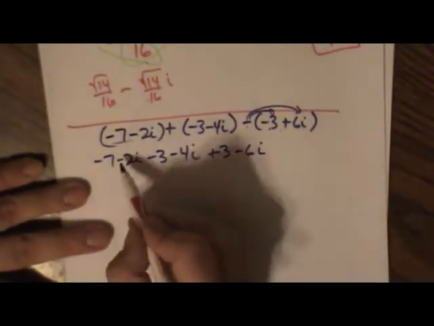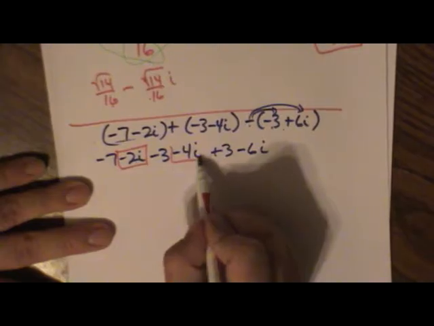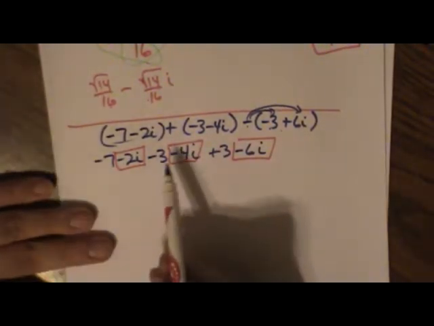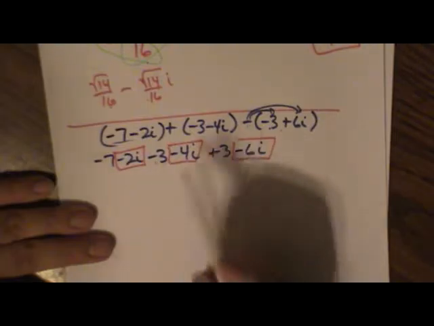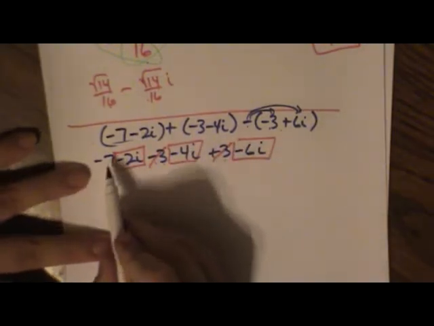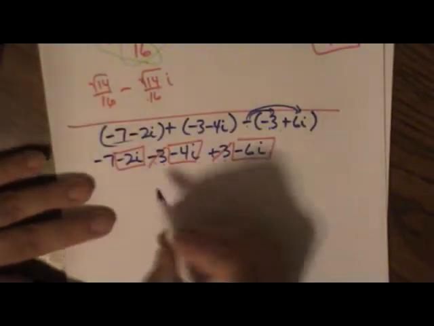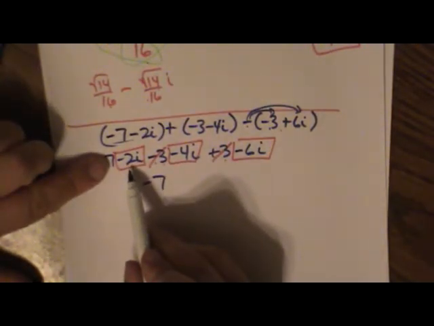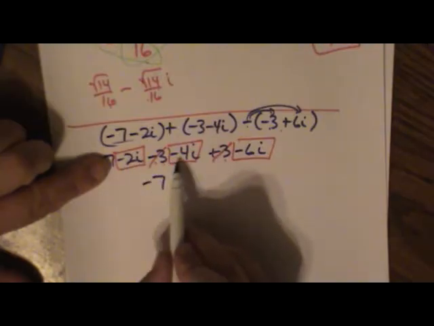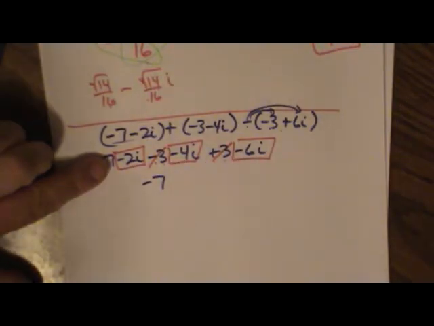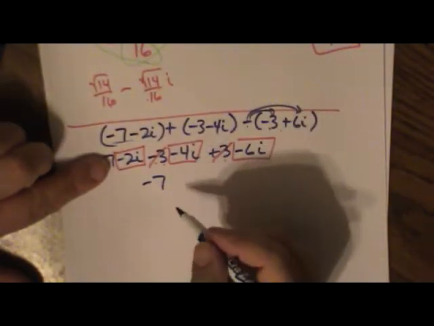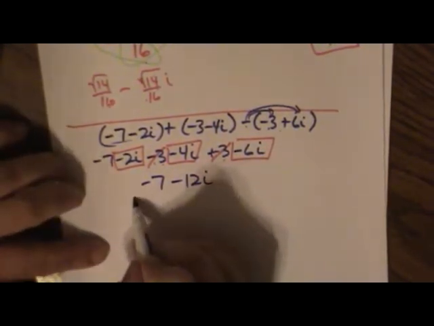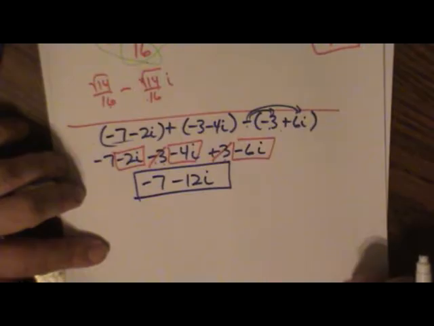So now we look for all our i's. And if you really look at it, we have a positive 3 and a negative 3 here. So those cancel each other and all we have left is the negative 7 for the real numbers. And for our imaginary numbers, we have negative 2, negative 4, and negative 6, which I believe is negative 12i. And we're done.